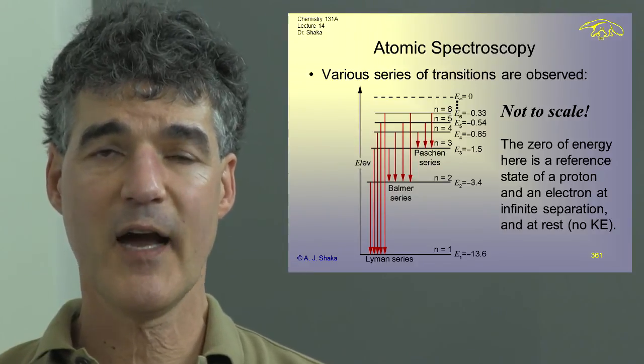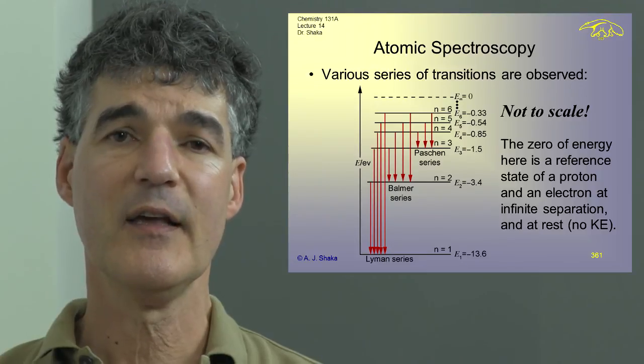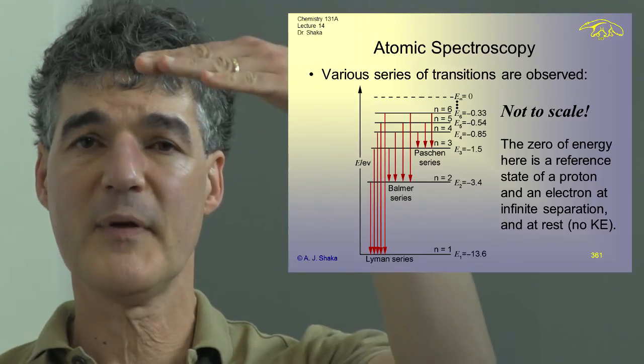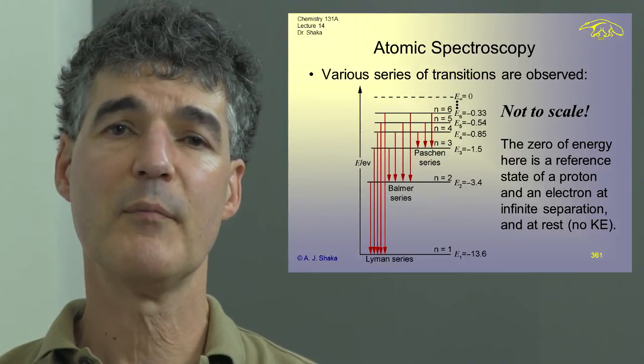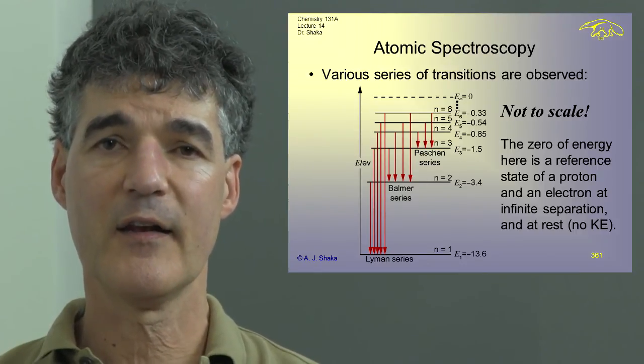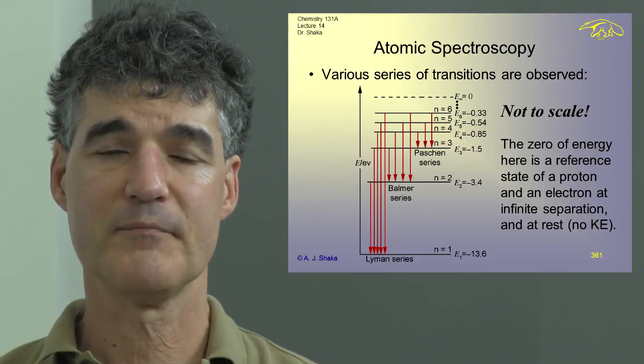In this diagram, the zero reference energy is at the top, and all the energies quoted there are negative, being more stable than a proton and an electron at rest at infinite separation.